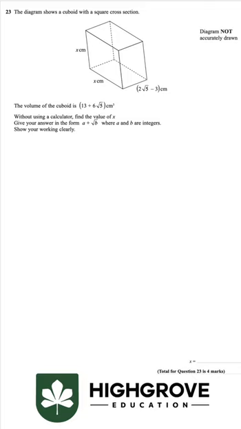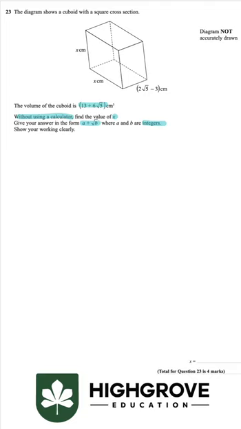So we've got a cuboid with a square cross-section. You can see it's a square because both of these side lengths are equal. They're both called x. We're told the volume is given by this. And without using a calculator, we're asked to find the value of x, giving our answer in this form, where a and b are integers. That just means whole numbers. We need to show the steps in our working clearly.